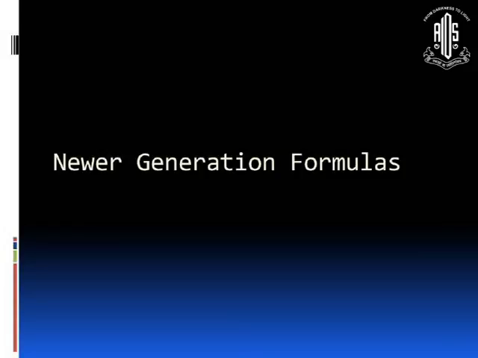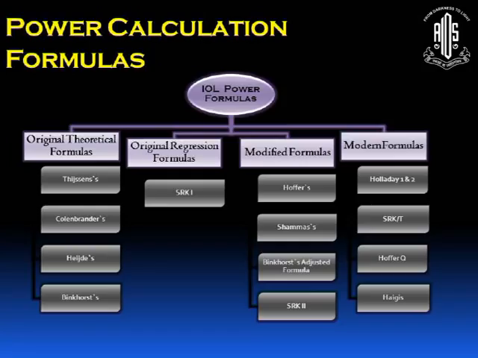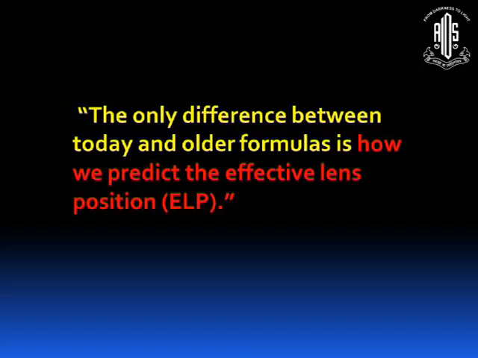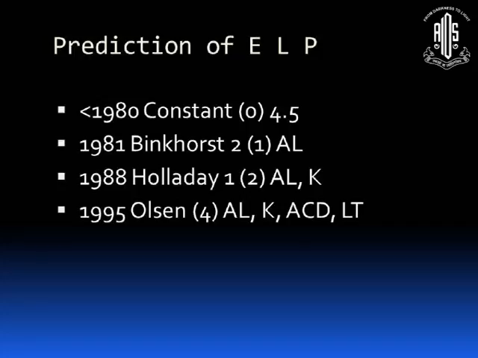I'll be talking about these newer generation formulas and in which axial length each is most suitable. As we know, there are many formulas available. I'll be talking mostly about the modern and most useful formulas nowadays. The only difference between today's and older formulas is how we predict the effective lens position. Before 1980, the AC depth was constant and they used to take it as 4.5.